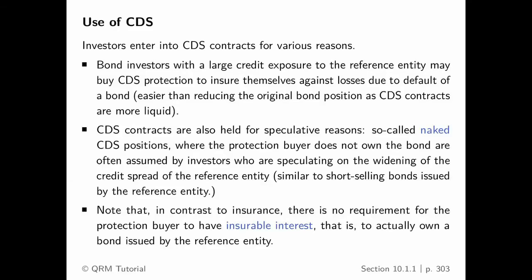So a protection buyer, if they don't own the bond, that's called a naked position. You don't have to own the bond. That's actually the final point here, and that's perhaps surprising at first. You don't actually have to own the bond to buy protection. So if you don't own the bond and you're buying protection, you're speculating basically on the widening of the credit spread. You're speculating on the widening because at a later point, if it widens, you could then sell protection for the same amount and you could lock in a profit.